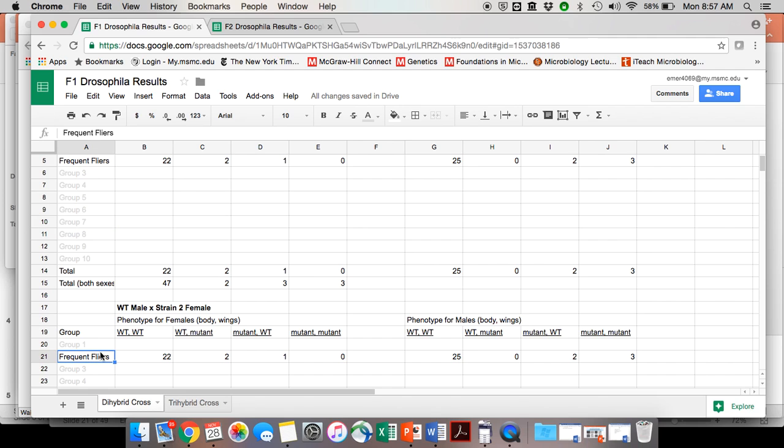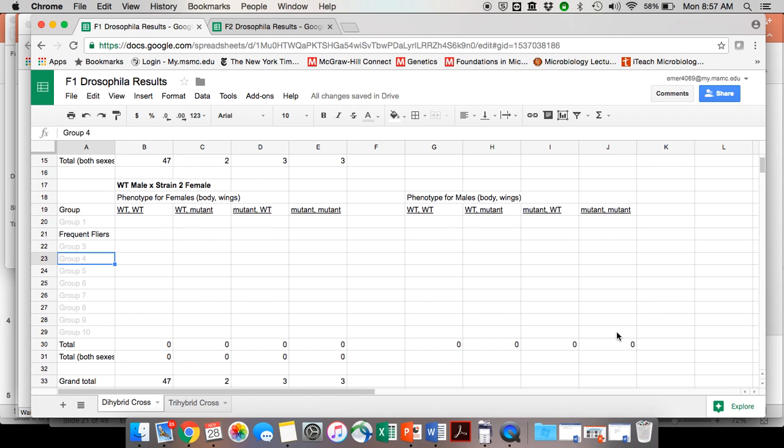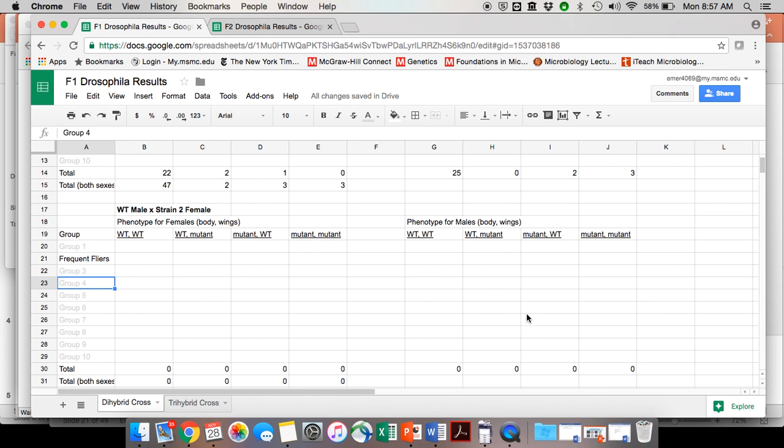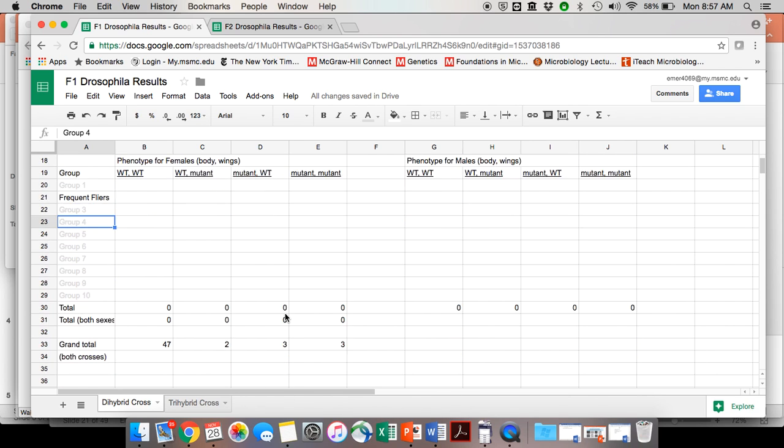So for example, if you're group 2 frequent flyers and you didn't do both reciprocal crosses, then you would only have this data up here. But then perhaps group 4 only did this reciprocal cross, and they would have data down here. So what we'll see is we'll have data for both of these crosses and data for the crosses combined.